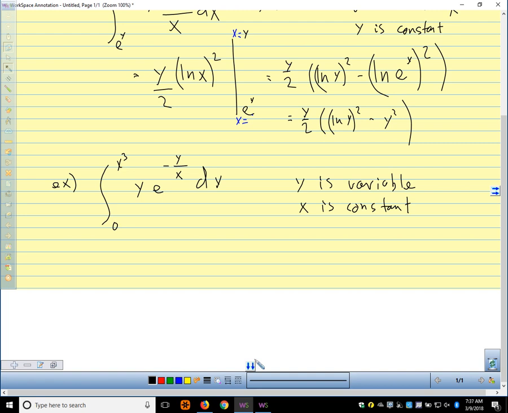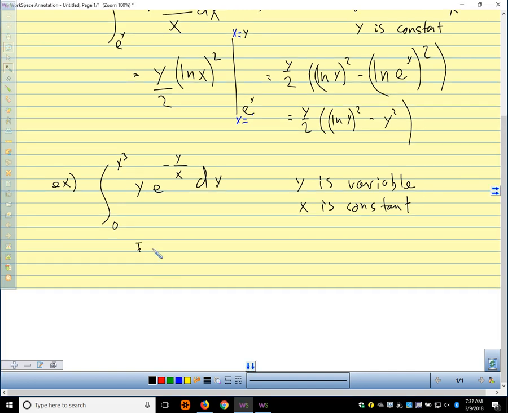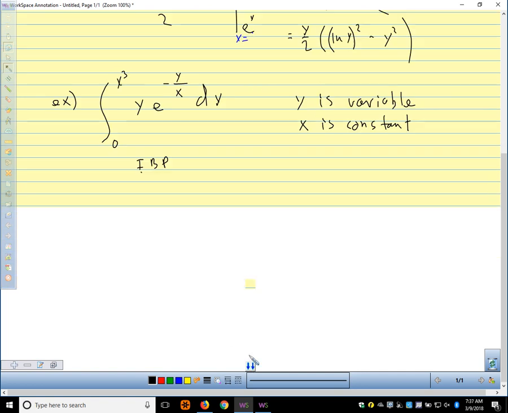So how are we going to integrate this? This is going to be integration by parts. Essentially we have y e to the y dy. I'm going to set it up the traditional way. u is y, du is dy, dv is e to the minus y over x. And remember, we're doing this in terms of y. So v, when we integrate e to the minus y over x with respect to y, what do we get?